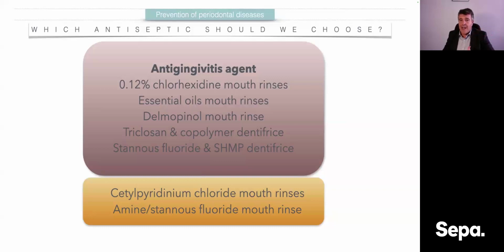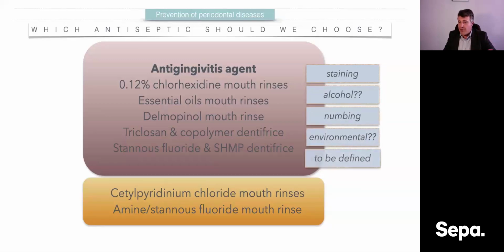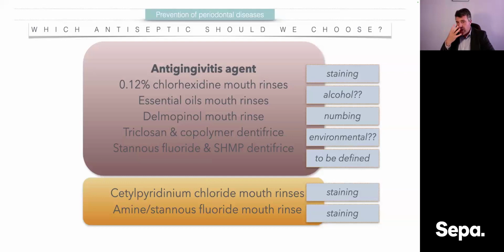So one aspect to decide which of these agents, which have demonstrated efficacy, we are going to choose is the adverse events. So we all know that these products are associated with some problems. Some of them or many of them may produce staining. The one which produces more staining is chlorhexidine, but also those with alcohol may have some problems, or the Delmopinol mouth rinse is associated with the numbing of the mucosa, or triclosan with environmental problems that has actually made its use less popular every year.